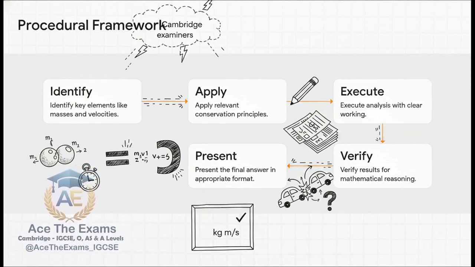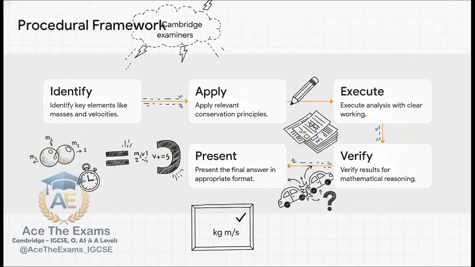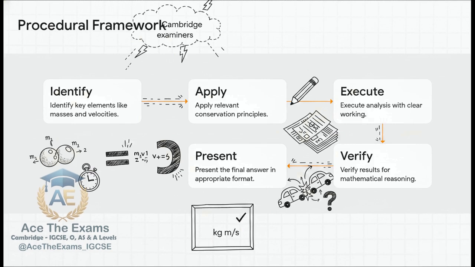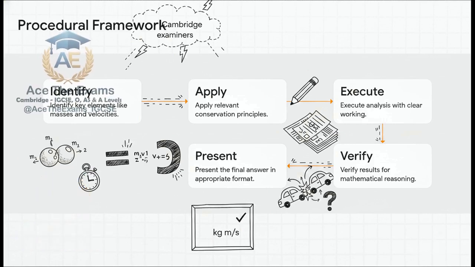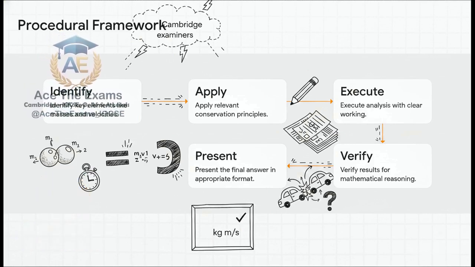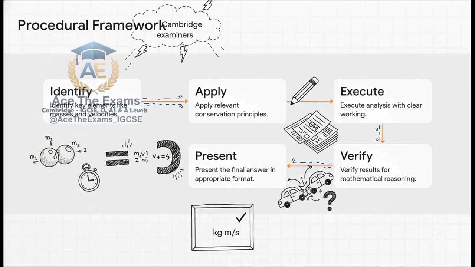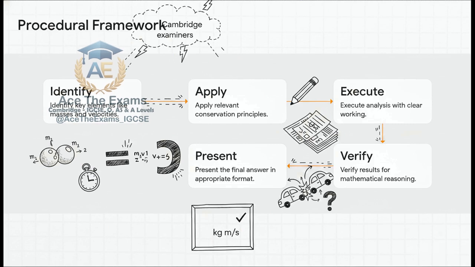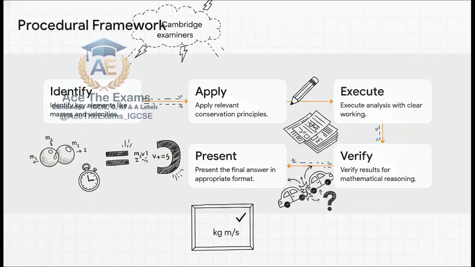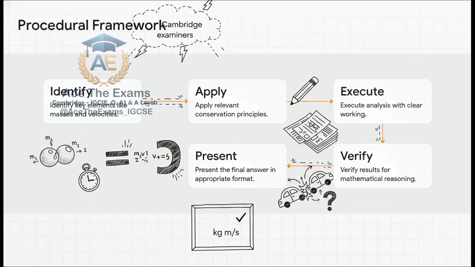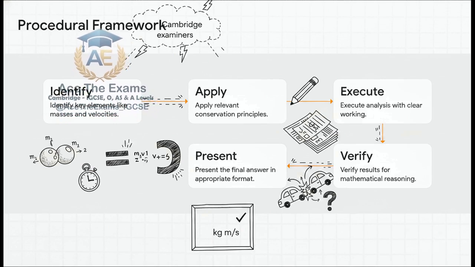Step 3. Execute the analysis with incredibly clear working. No messy scribbles. Step 4. Verify your results. Do a quick logical sanity check. Do these final velocities actually make sense given the impact? And Step 5. Present your final answer in the appropriate format. If you stick to this exact, standardized sequence, you will systematically shred through even the absolute hardest 9709 momentum questions without dropping a single frame.